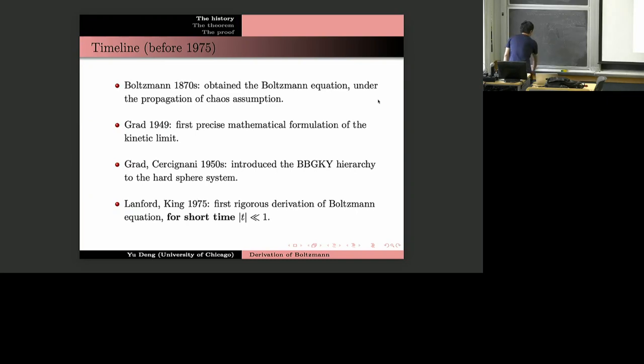Okay, so here there are two important quantities. This value of alpha, which is the inverse of the mean free path, or you can think of it as the collision rate. So alpha equals n times epsilon to the d minus 1, and t is the time, let's say small t. Okay, so what Lanford's theorem corresponds to is where alpha is 1 and t is much less than 1.